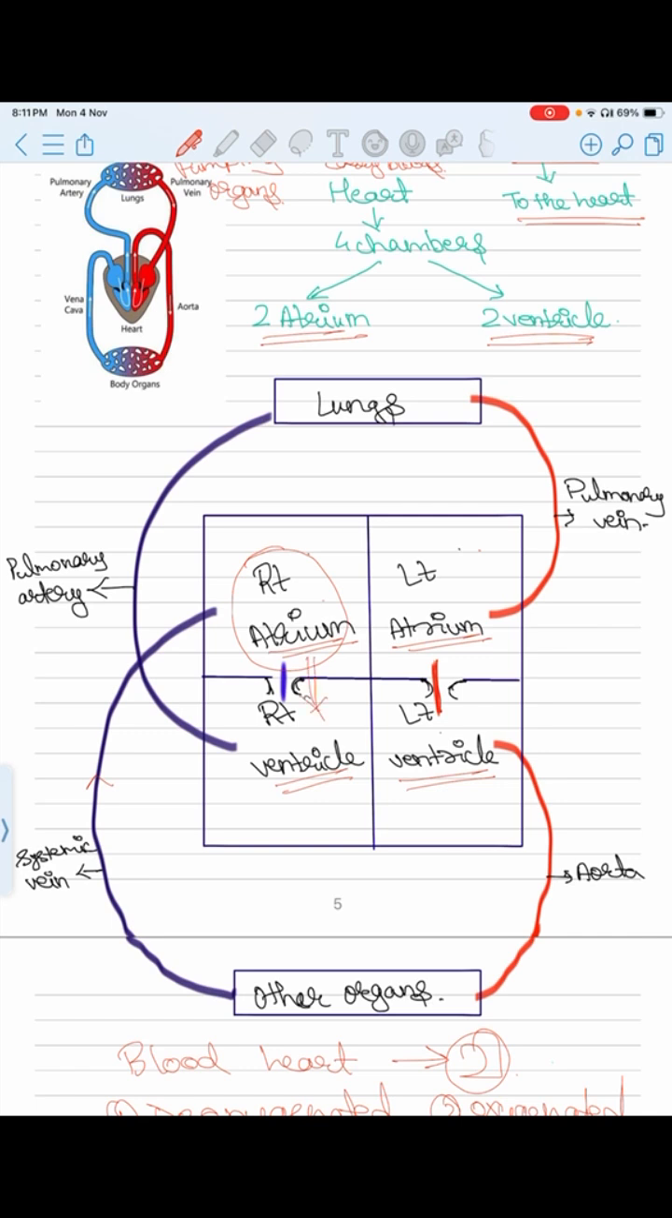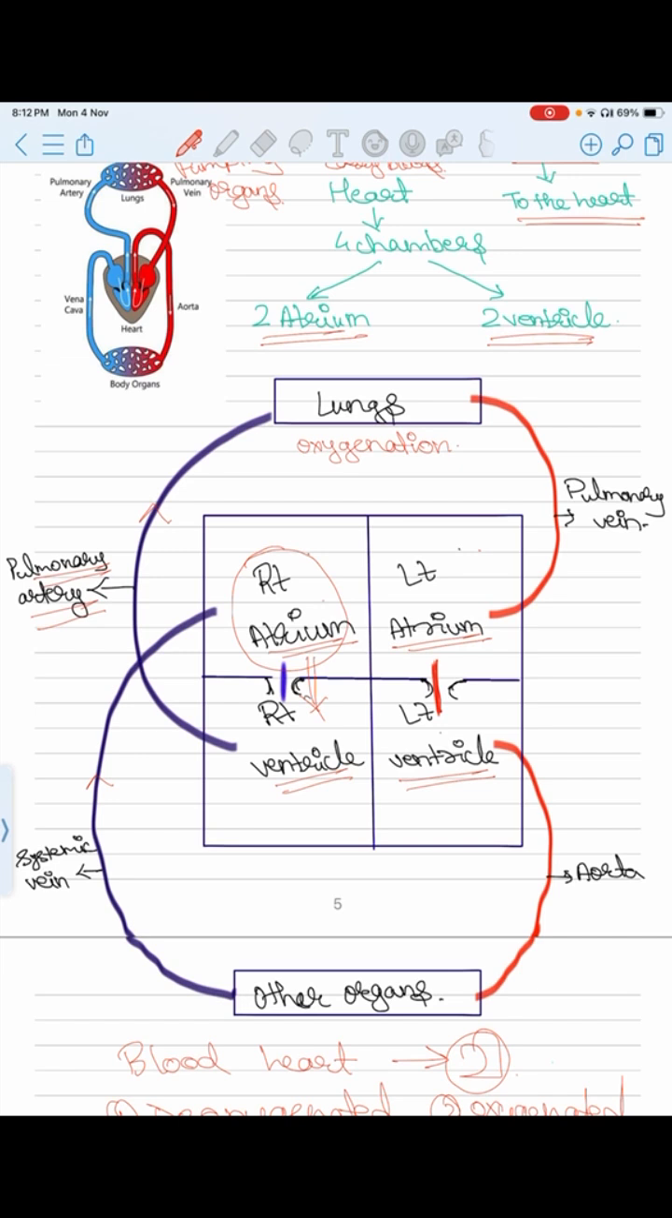Now, all this blood is the deoxygenated blood. The right ventricle will pump that deoxygenated blood to the lungs for oxygenation. In the lungs, the blood is oxygenated. This carrying of deoxygenated blood from the right ventricle to the lungs is through the pulmonary artery.